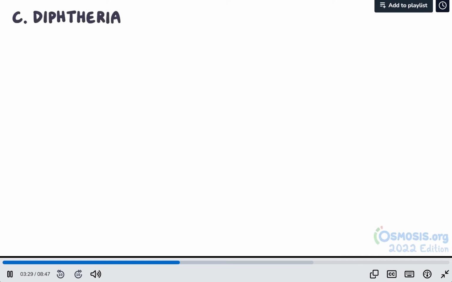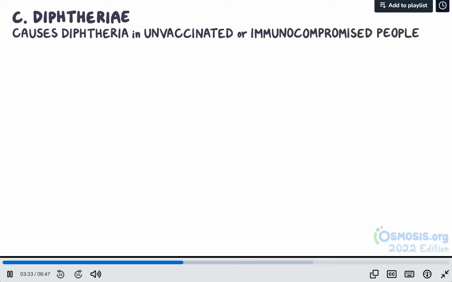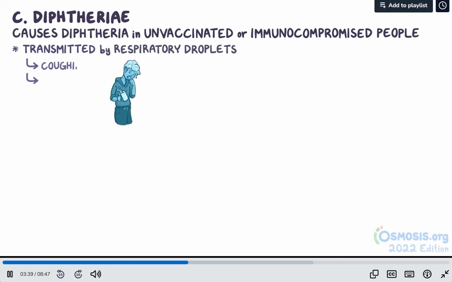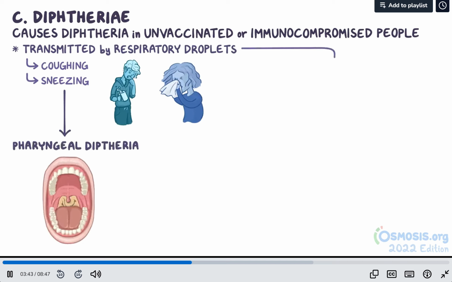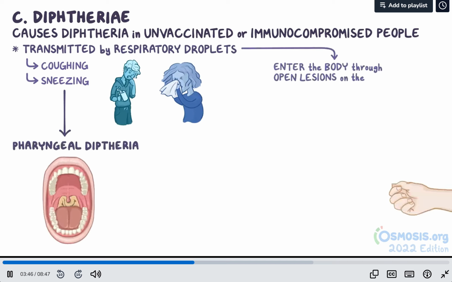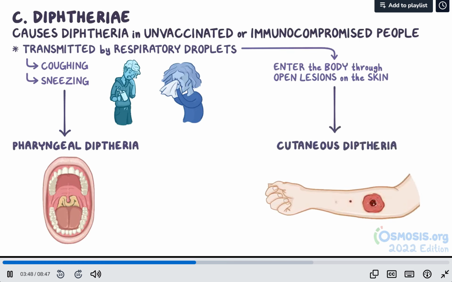Alright, now C. diphtheriae mainly causes diphtheria in unvaccinated or immunocompromised people. Most often, the bacteria can be transmitted from one person to another mainly by respiratory droplets, following coughing or sneezing, in which case it causes pharyngeal diphtheria. But they can also enter the body through open lesions on the skin, causing cutaneous diphtheria.